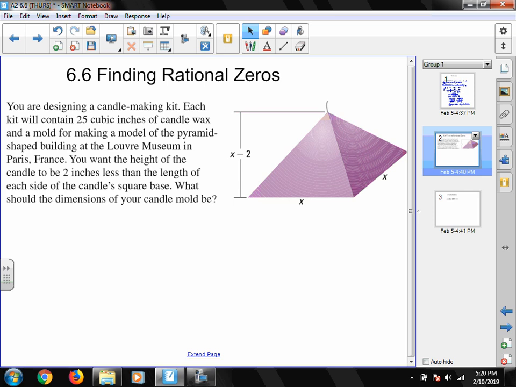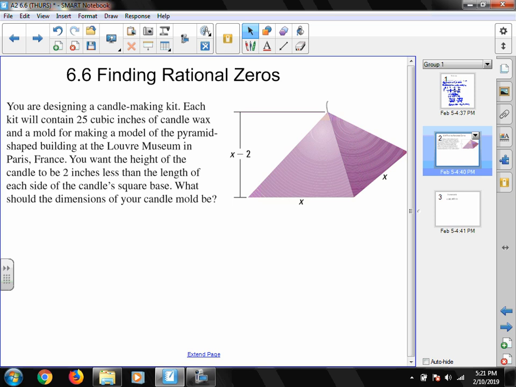But you are designing a candle making kit. Each kit will contain 25 cubic inches of candle wax and a mold for making a model of the pyramid-shaped building in the Louvre Museum in Paris, France. You want the height of the candle to be 2 inches less than the length of each side of the candle's square base. What should the dimensions of your candle model be? So, square base, x and x, the height is 2 inches less, so that's how we come up with x minus 2, or you can just get it from the picture.